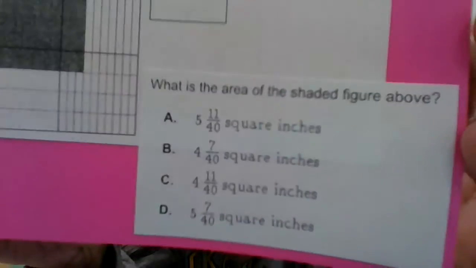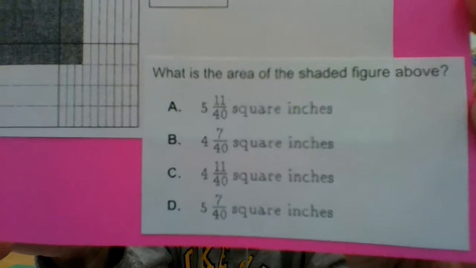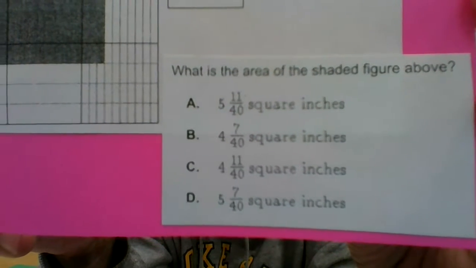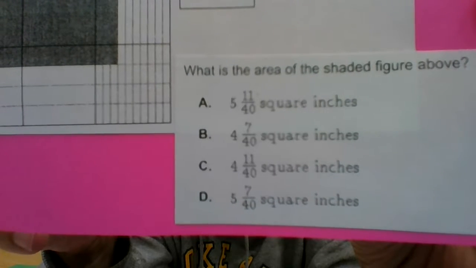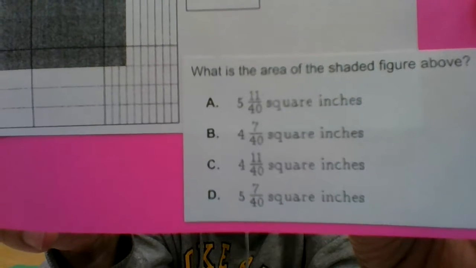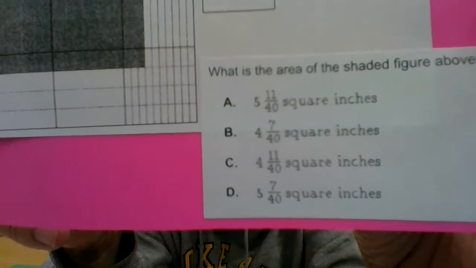Here are your choices. A, 5 11/40 square inches. B, 4 7/40 square inches. C, 4 11/40 square inches. D, 5 7/40 square inches.